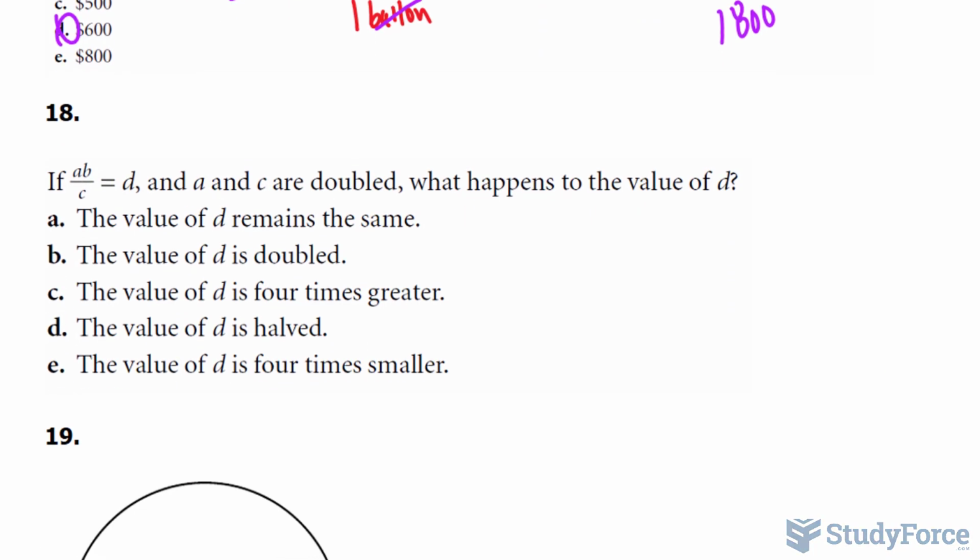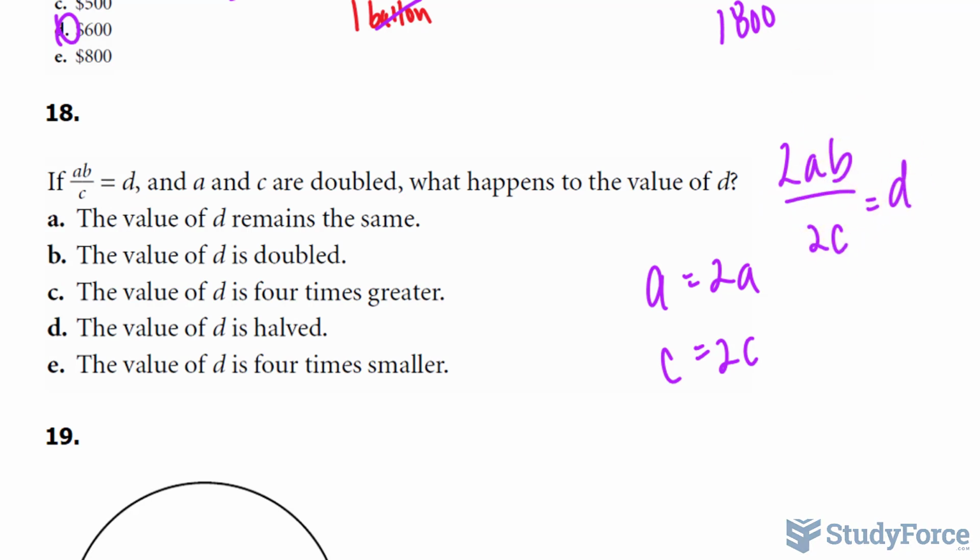If AB over C is equal to D, and A and C are doubled, meaning that A becomes 2A and C becomes 2C, what happens to the value of D? So if I modify this and write down 2AB over 2C is equal to D, the 2 and the 2 cancel out, which means that D remains the same. Is that this one right here?